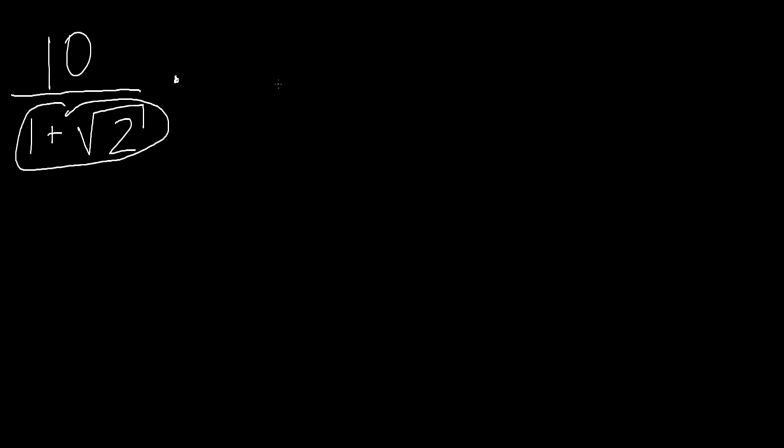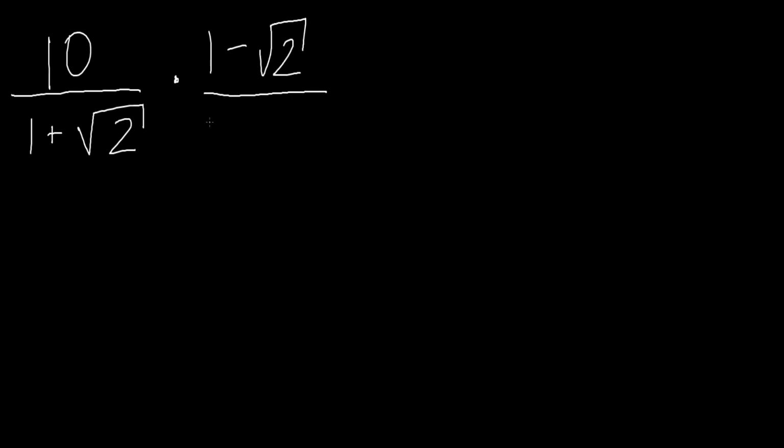Okay, so let's say we had 10 over 1 plus root 2. How do we simplify this? Well, we'd multiply the top and the bottom by the denominator's conjugate. The conjugate of 1 plus root 2 is 1 minus root 2. So we multiply that to the top and we multiply that to the bottom.